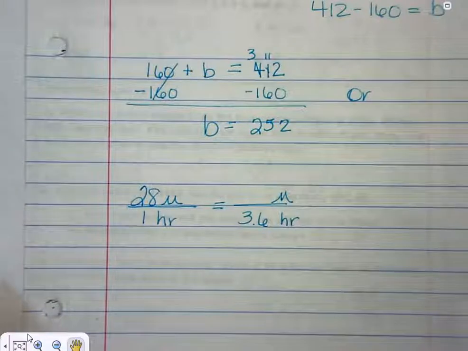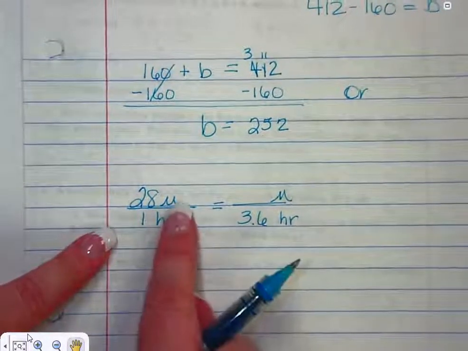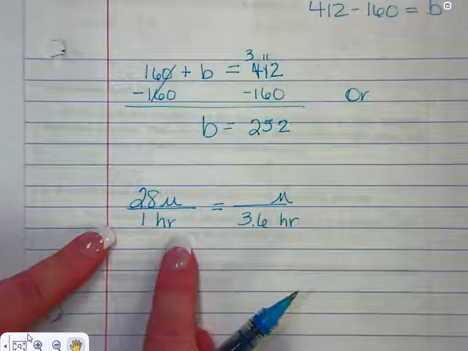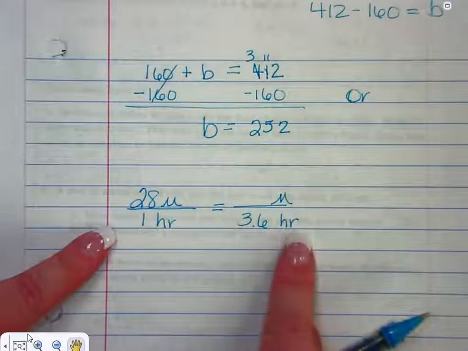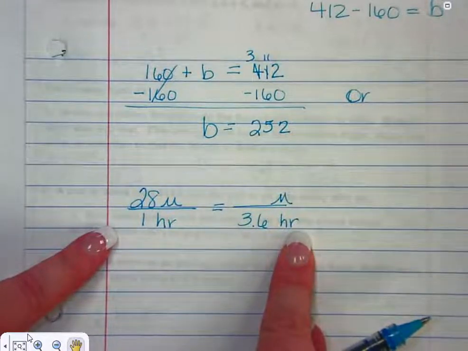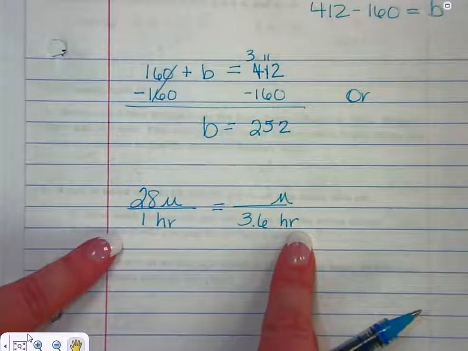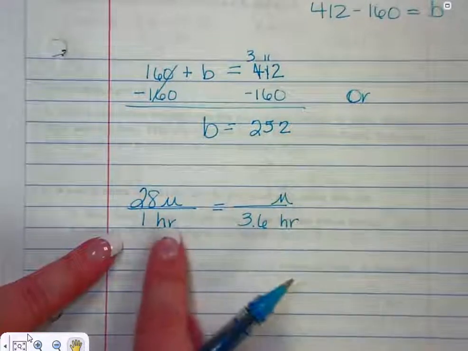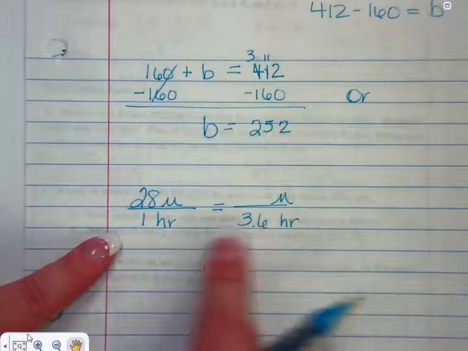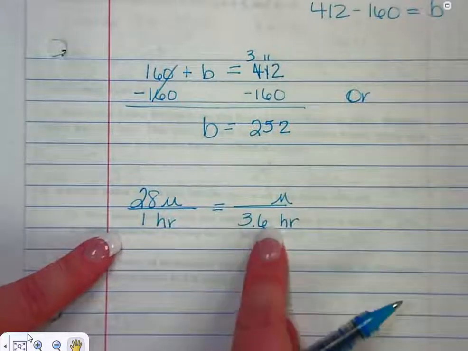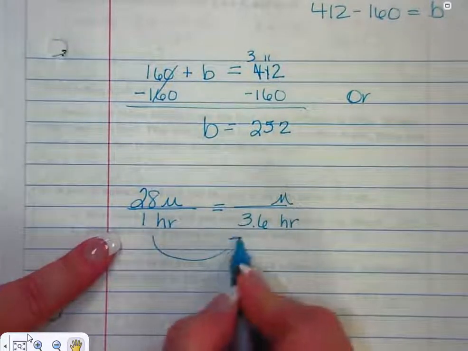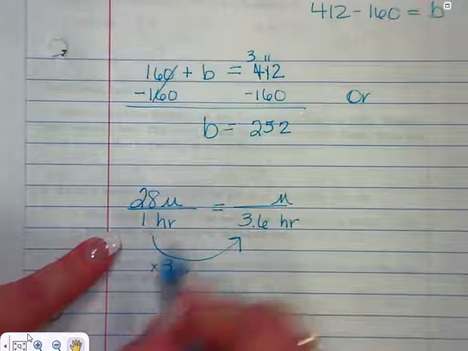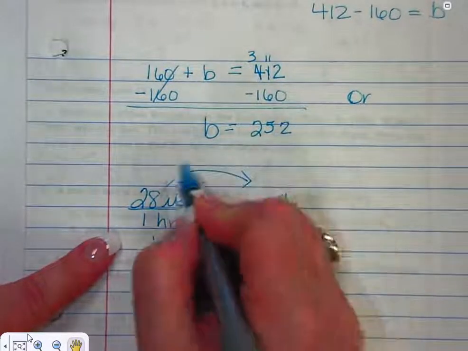When we were first learning this, what did I tell you to make sure you did? You have to write units with each thing. Miles has to go with miles, and hour has to go with hours. Now what can I do from here? I could multiply this way and say that 1 times 3.6 is 3.6. So then I would have to multiply this by 3.6.